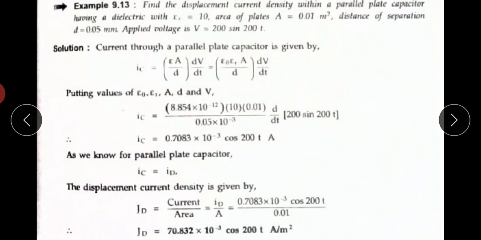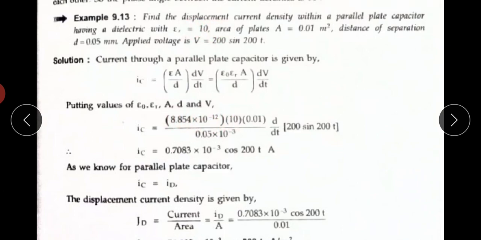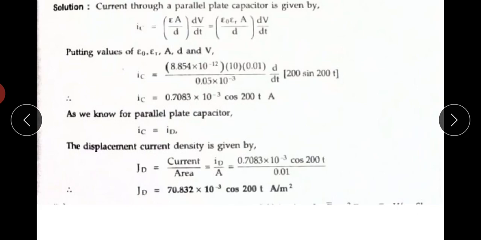So IC equals, first, epsilon naught equals 8.854 into 10 to the power of minus 12. Next epsilon r equals 10. Given area equals 0.01 divided by D. D equals 0.05 millimeters, so 0.05 into 10 to the power of minus 3, d by dt of V, where V equals 200 sin 200 t. So capacitor current IC equals 0.7083 into 10 to the power of minus 3 cos 200 t amperes.